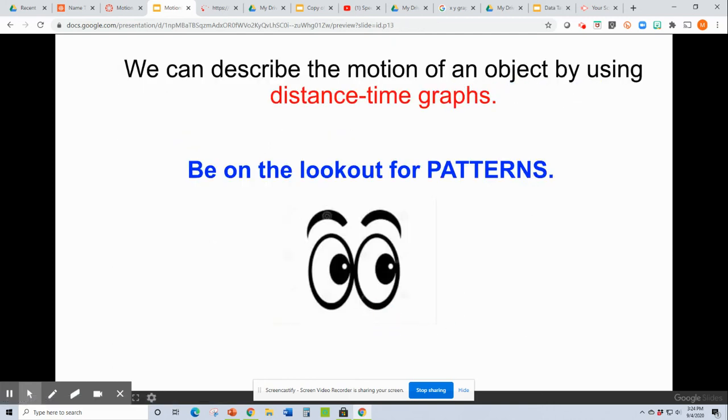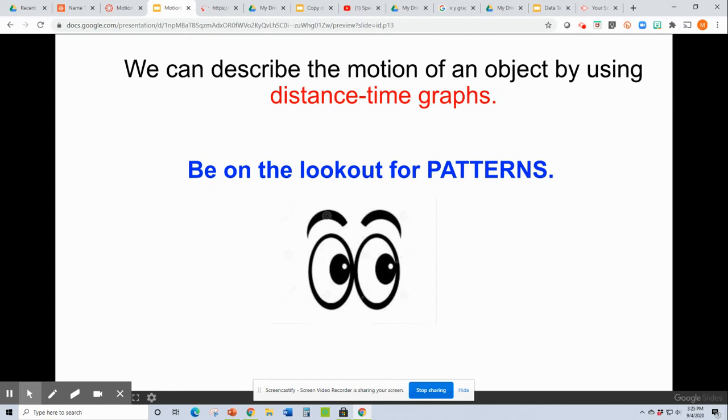So far we've just said, how do we know an object's in motion? We know it's in motion if its position changes in comparison to a reference point. So whether an object is moving or not depends on that reference point. We said one way that we can describe motion is by using the word speed. And we said that we're going to focus on average speed, which is just the total distance that an object moves divided by the total time that it takes to move that. So the total distance divided by the total time.